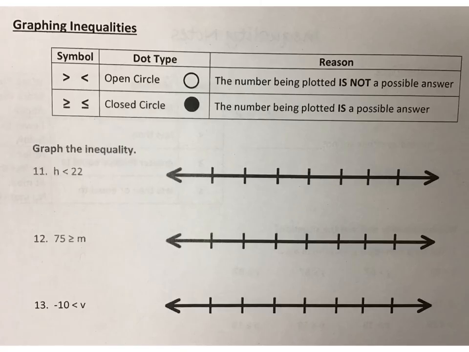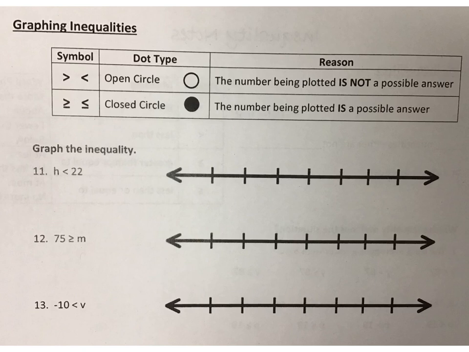So let's talk real quick about how to graph the inequalities on the number line. When you have a less than or greater than symbol, it is not going to be equal to, so it is going to be an open circle at the number and then pointing either to the left or to the right. We'll talk about that in a second. If it's greater than or equal to or less than or equal to, it's a closed circle. Think about it: it's equal to, so it's including that number. That's why it's a closed dot.